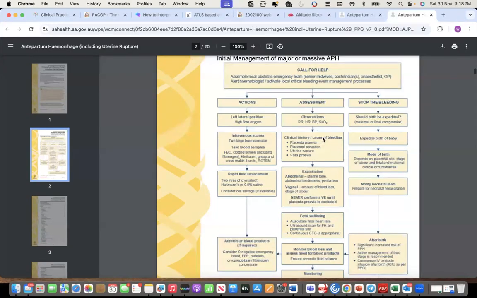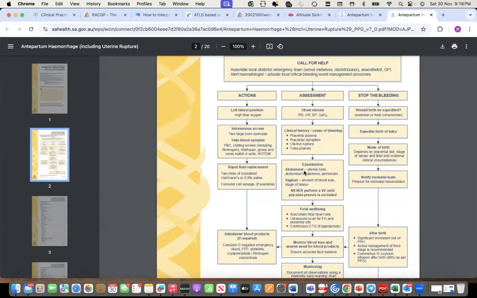when you have a patient who is losing blood and you have assessed your patient with heart rate, blood pressure, and saturation, and you have a history of bleeding here. When you have a history of abruption, previa, or rupture, or vasa previa, and you have done the abdominal examination, I'm just going down the flow. I'm not able to highlight it, sorry. So for the abdomen, you have examined for tone and tenderness, and then you have to examine the vagina. This is everything we have done, right?